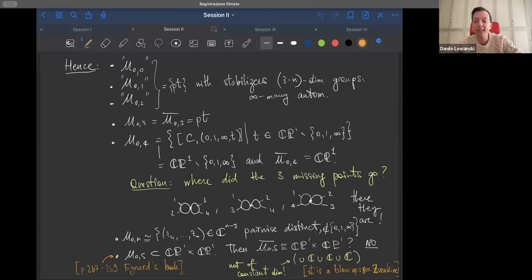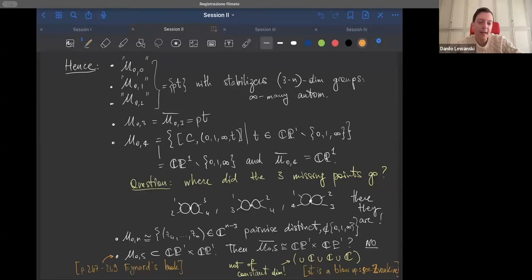So now you can exploit this trick to take the fourth point. Imagine that the fourth point is going around the space, and you say, aha, this point is now parametrizing my whole space. So I now can compute M04 through this point that is roaming around. And so now M04 will be itself CP1 minus 3 points.